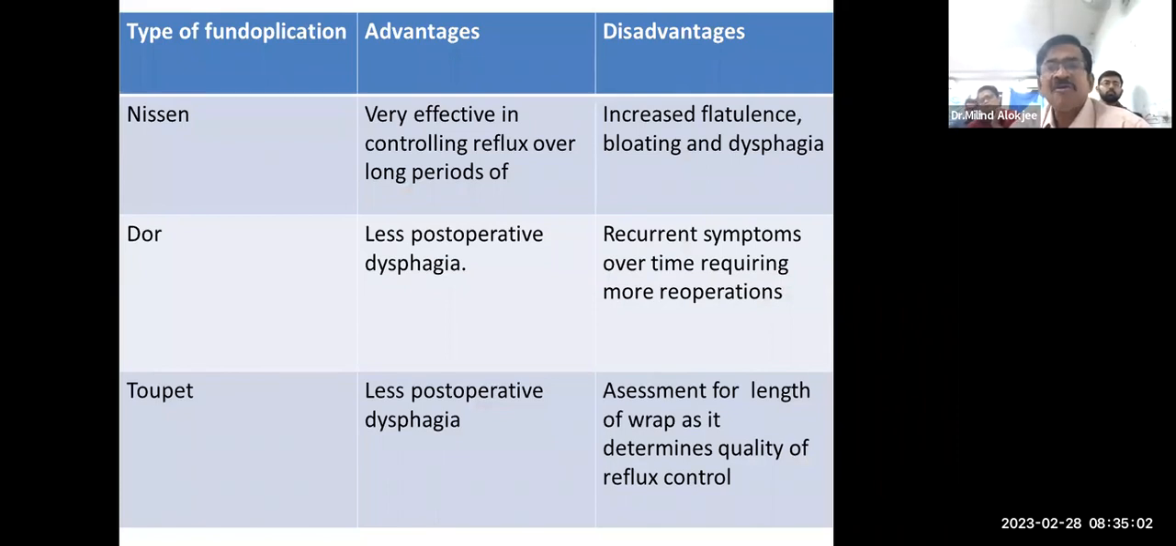And this is a short overview of the advantages and disadvantages of different types of fundoplication. Nissen fundoplication is very effective in controlling reflux over long periods of time. However, if the wrap is tight, the patient may have increased flatulence, bloating, and dysphagia. Dor fundoplication may cause less posterior dysphagia, but these are patients who may have a recurrence of symptoms over time requiring more reoperations. Toupet fundoplication patients have less posterior dysphagia, but assessment of the length of the wrap is important as it determines the quality of reflux control.